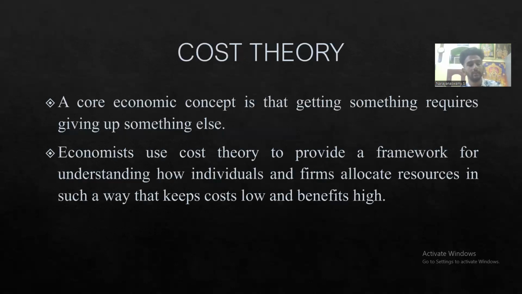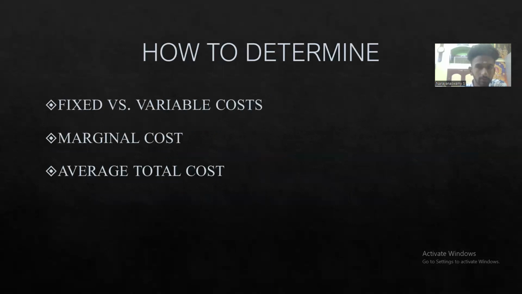Cost theory. Cost theory, a core economic concept, is that getting something requires giving up something else. Economists use cost theory to provide a framework for understanding how individuals and firms allocate resources in such a way that keeps costs low and benefits high. How to determine fixed versus variable cost, marginal cost, and average total cost.